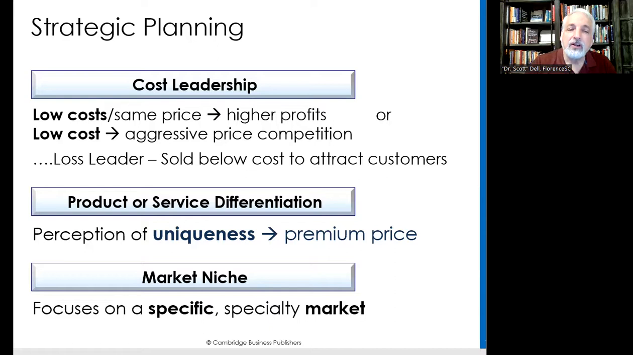The other side of planning is, what is your competitive advantage? What's your uniqueness? And with the perception of uniqueness, you can have a premium price.